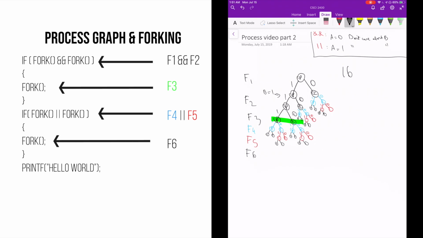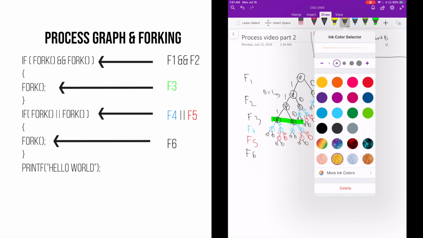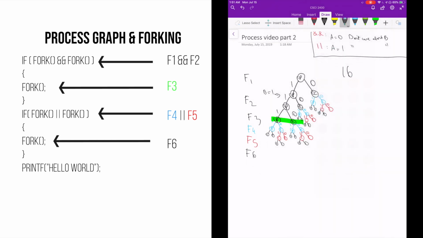However, there's one more thing we need to do, which is we need to printf hello world. So I am going to represent that printf hello world in this color. And this is going to apply to every process. So this means we have this many hello worlds. 1, 2. We have 20 hello world. Hence, this entire example will print 20 hello world.